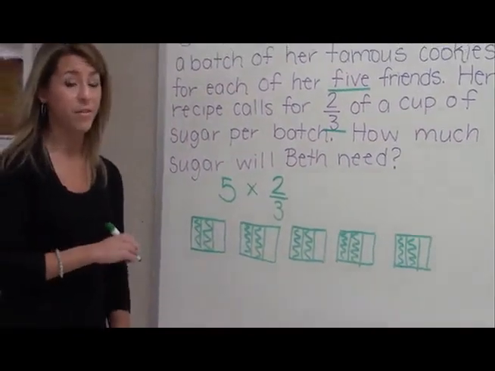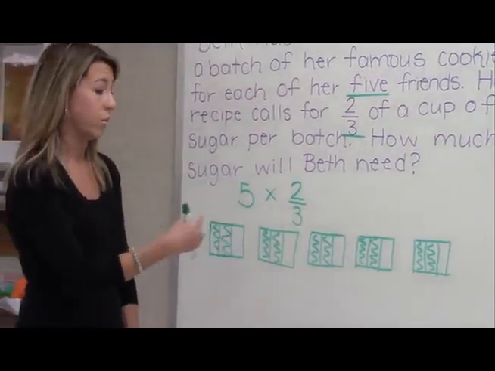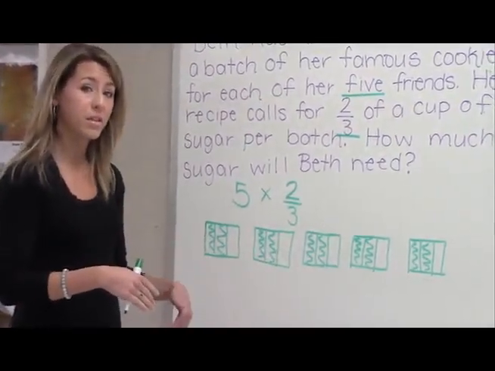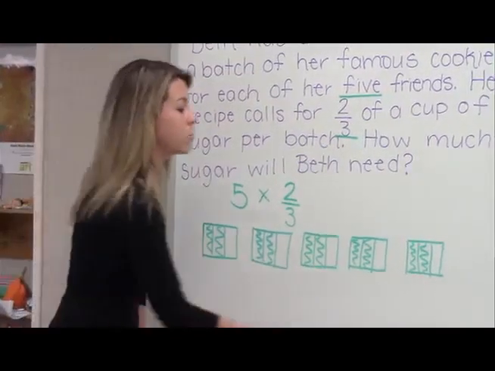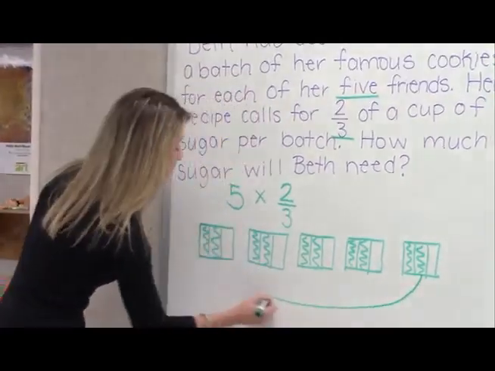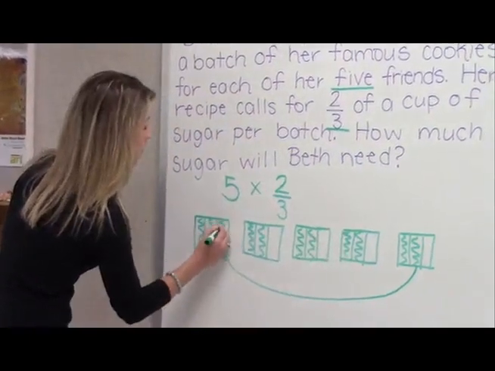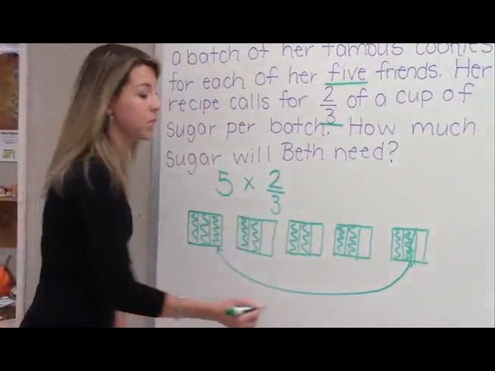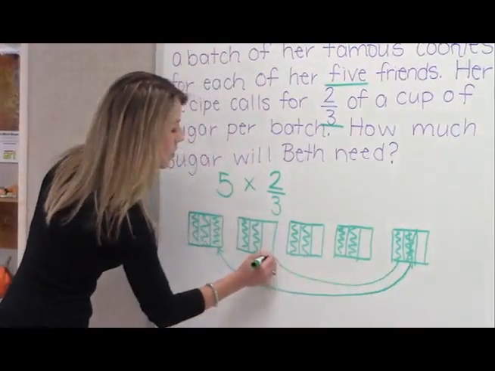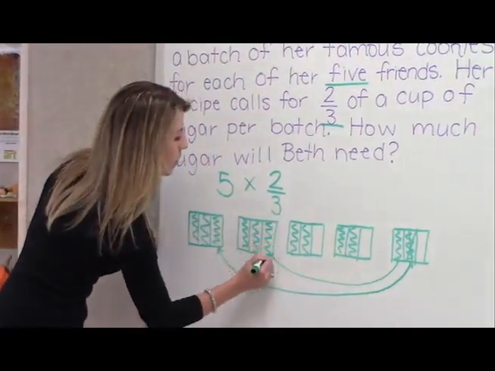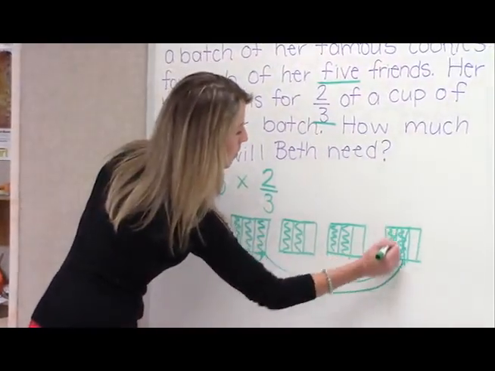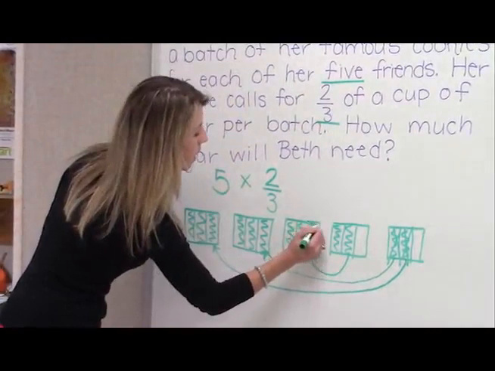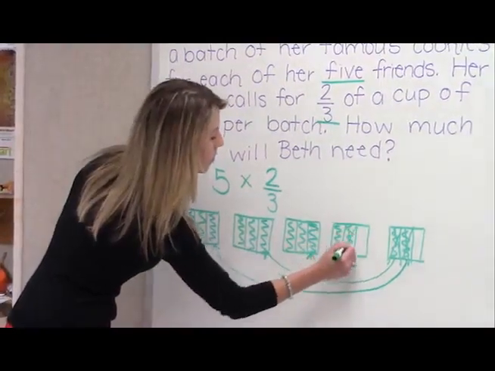Now that I have my 5 groups of 2/3 shown, I'm going to see if I can use these thirds to make complete cups of sugar. I'm going to transfer this third over here to make 1 whole cup. I could also transfer this third to make a 2nd whole cup. And I can transfer this third to make a 3rd whole cup.